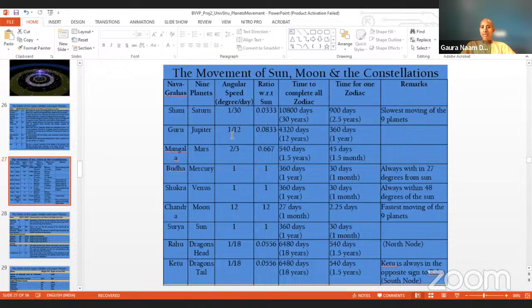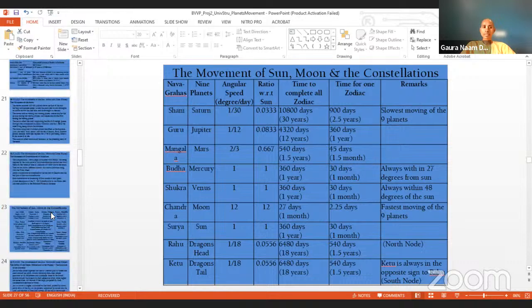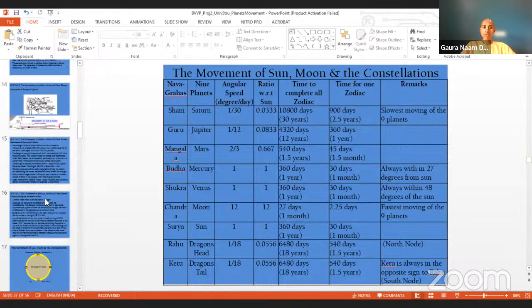Guru Graha will take much more; it is much closer to Kalachakra speed. So it will take 1 year to go to one Rasi, and it will take 12 years to complete the circle. And Shani Graha will take 30 years to complete the circle. This way, different Grahas have different speeds. So therefore, they will take different times to complete the circle of this zodiac.